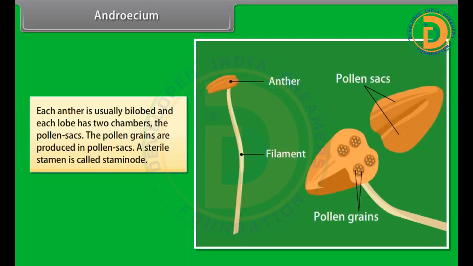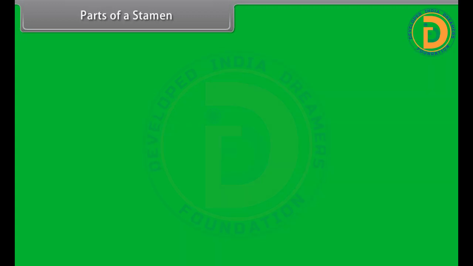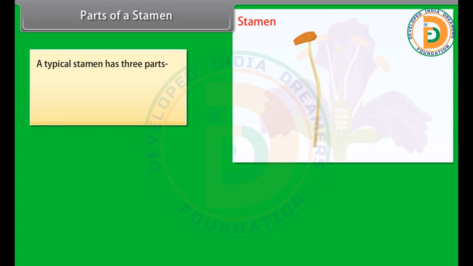Each anther is usually bilobed, and each lobe has 2 chambers, the pollen sacs. The pollen grains are produced in pollen sacs. A sterile stamen is called staminode. Parts of a stamen. A typical stamen has 3 parts: filament, anther, connective.